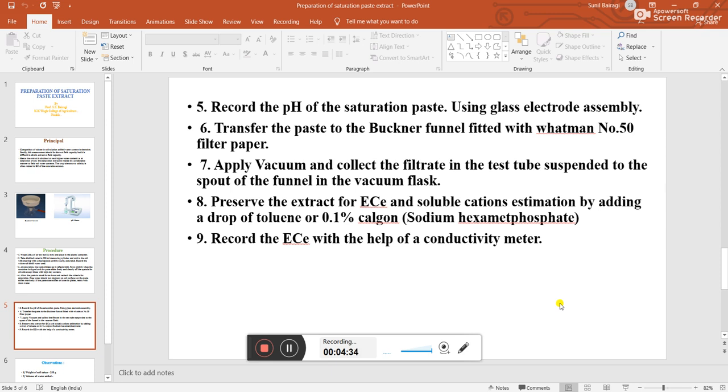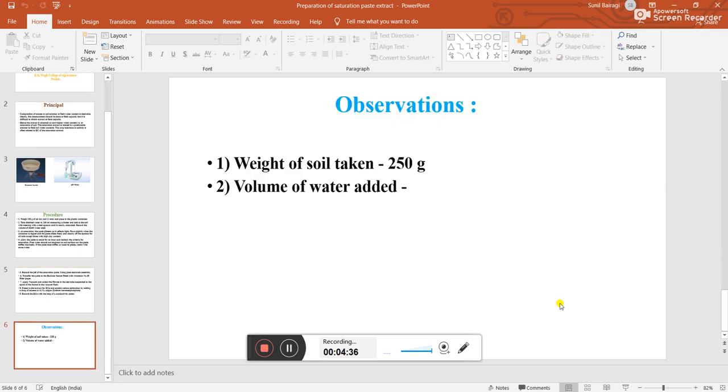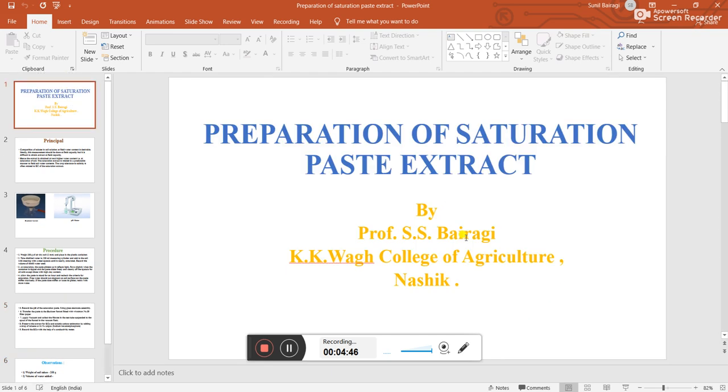Then we are taking only two observations in this practical: the weight of soil taken, which is 250 gram, and the volume of water added to that soil. So this is all about preparation of saturation paste extract.